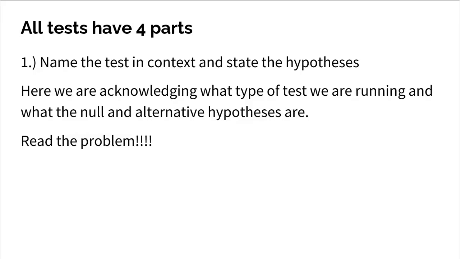The first part is to name the test in context and state the hypotheses. This is where you would say, oh, I'm going to do a 1 sample Z test for the population proportion of gummy bears that are green. Or I'm going to do a 1 sample T test for the mean time it takes to go to the store. I don't know, I'm just making things up. But again, you're incorporating the name of the test that I just showed you with the context of what the heck the problem is actually talking about.